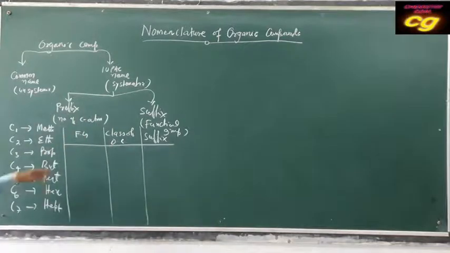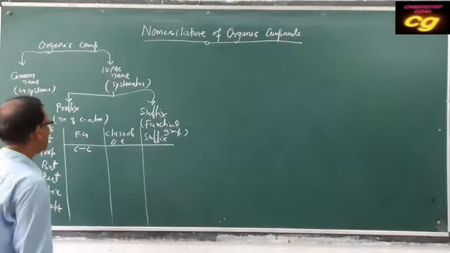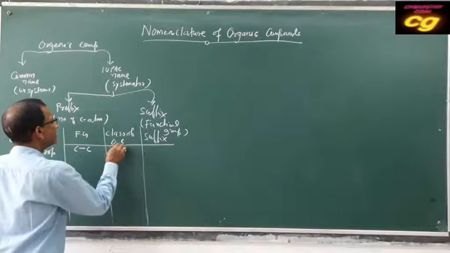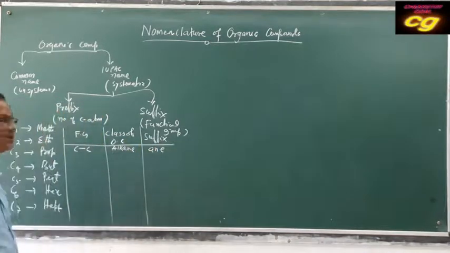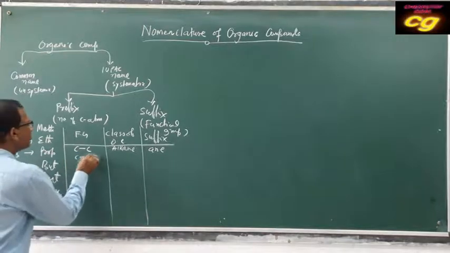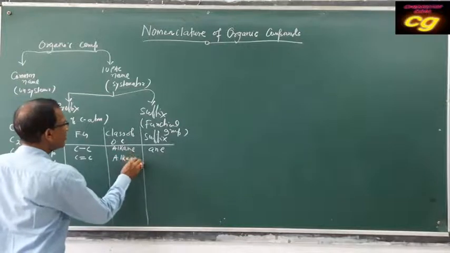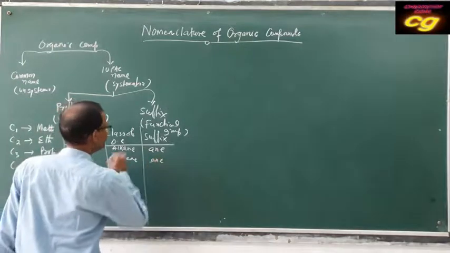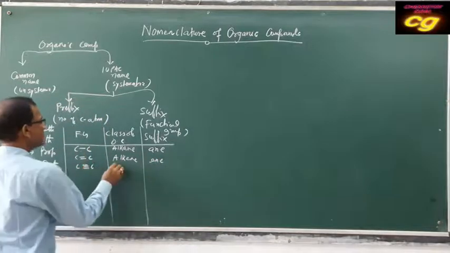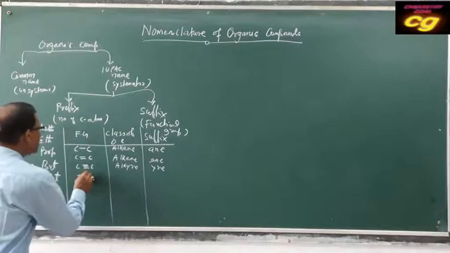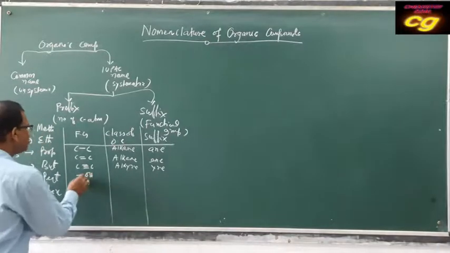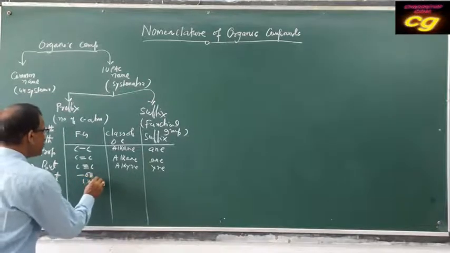You have to remember. Suppose the functional group is a carbon single bond. If the organic compound is a hydrocarbon with only single bonds between carbons, the class of organic compound is alkane, and the suffix is ane. Last part is ane. If it is a carbon double bond, this is called alkene, and the suffix is ene. If a carbon triple bond is there, that is alkyne, and the suffix is yne. If an OH group is there, the group name is hydroxy.